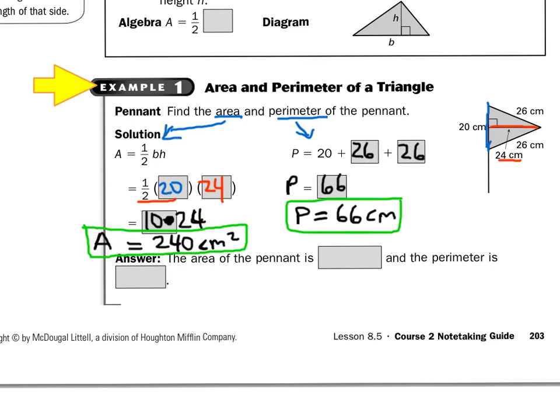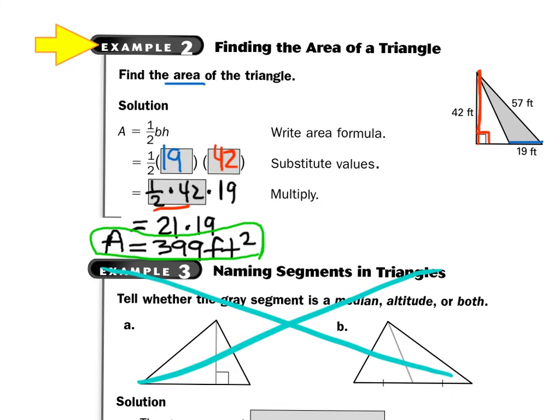Now, area is always labeled to the second power, all right? So this would be 240 centimeters to the second power. Now, perimeter, remember, it goes all the way around the outside edges. So the perimeter means you take the 3 sides of the triangle and you add them together. That would be 20 plus 26 plus 26. So that would give us 66, and perimeter is always to the first power. So this is just 66 centimeters to the first power, but remember the first power is invisible, so it's just 66 centimeters. Okay, take a look at example 2, finding the area of the triangle.